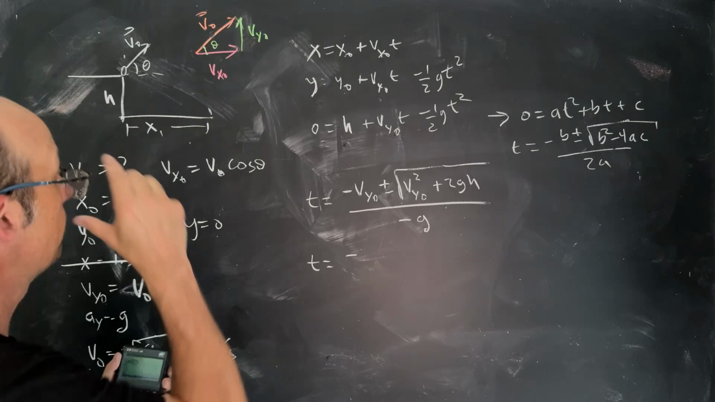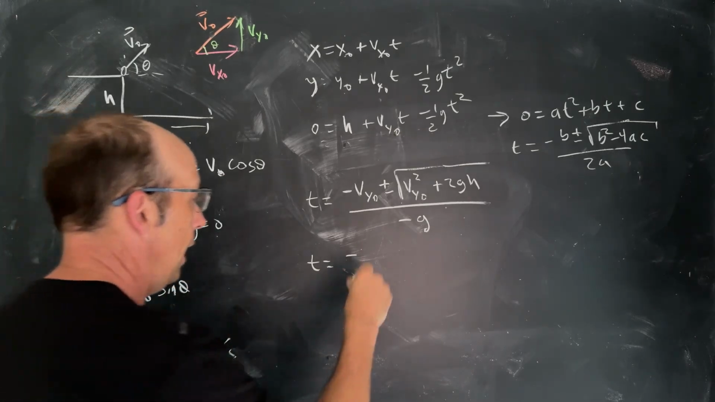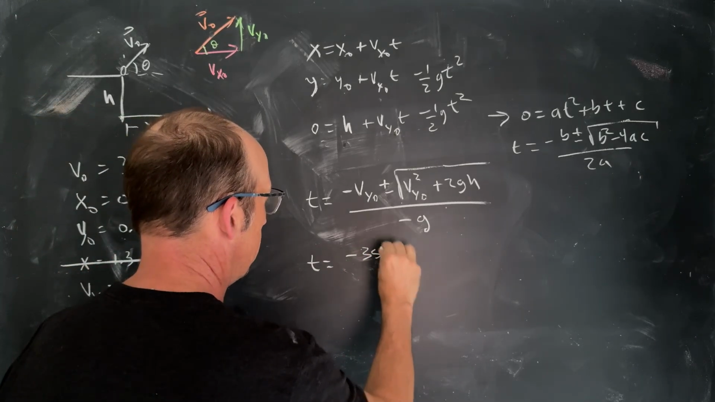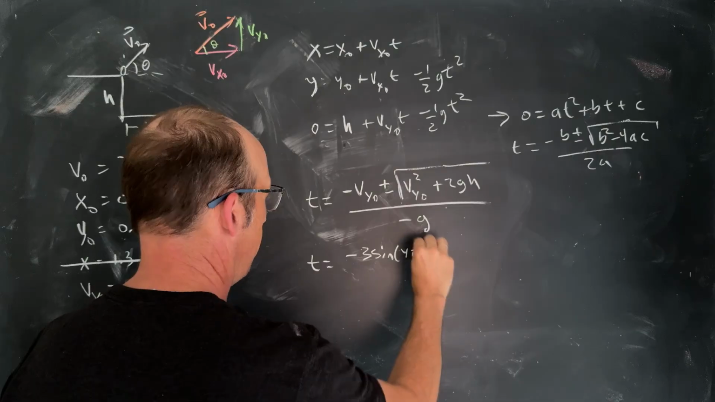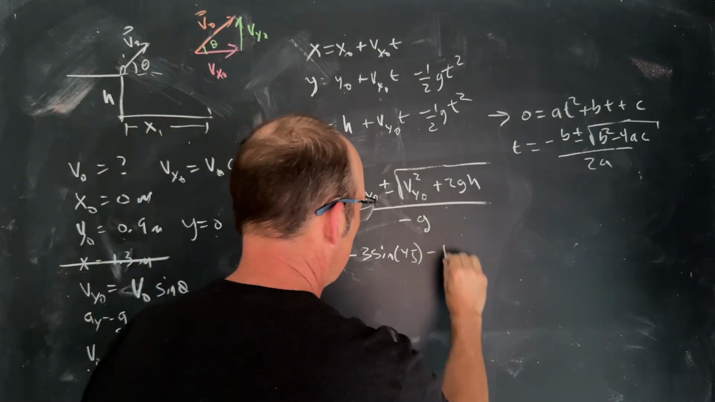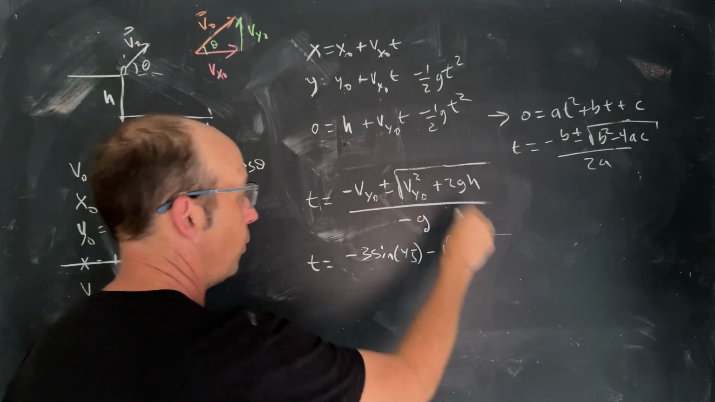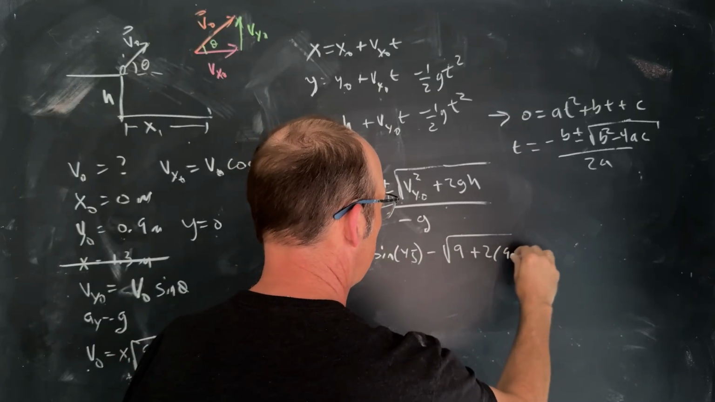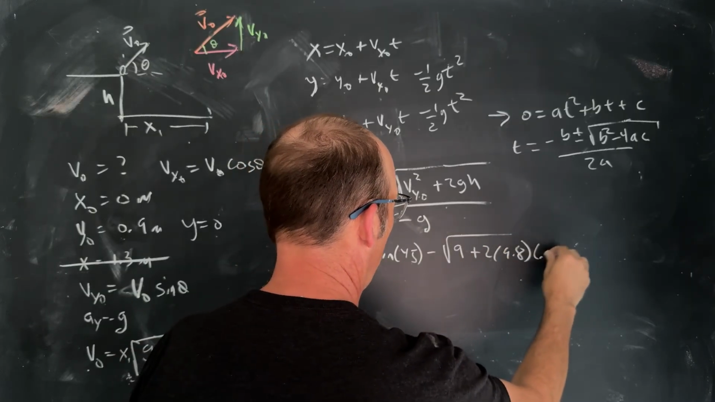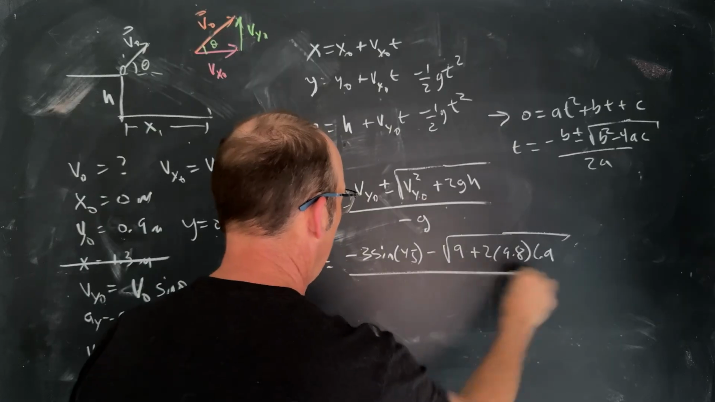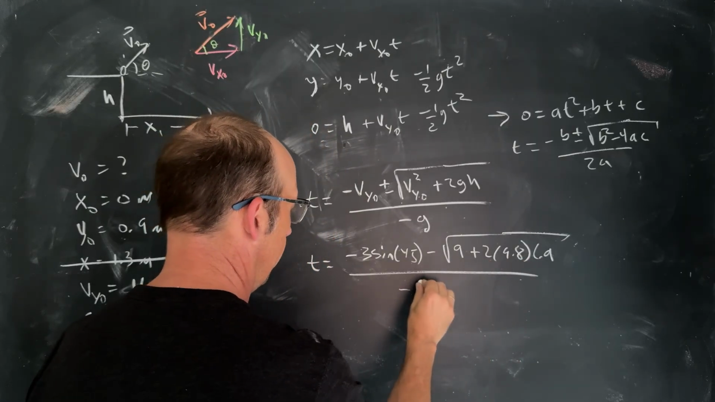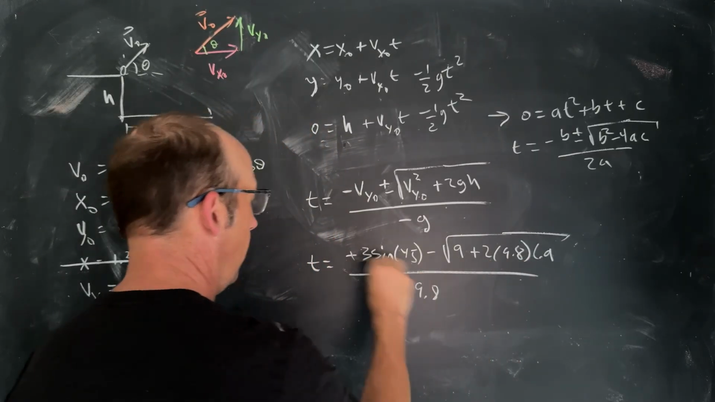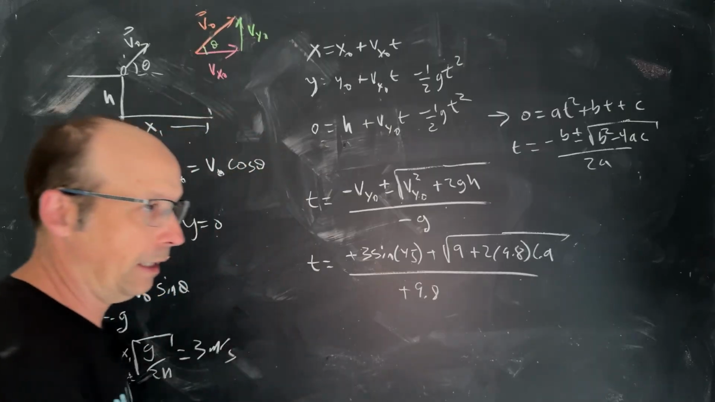Okay. So this is going to be negative 3 sine of 45 minus the square root of 3 squared. I'm just going to go ahead and put that as 9 plus 2 times 9.8 times 0.9, and all of that divided by negative 9.8. I'm going to go ahead and divide everything by negative to make it easier.